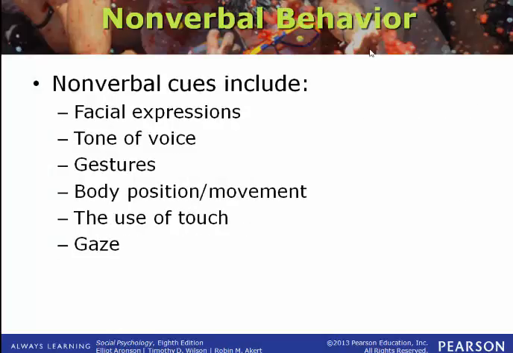Nonverbal cues include facial expressions, tone of voice, gestures, body position and movement, the use of touch, and gaze. Think about the ways that we use these in a regular conversation, right? When you have a conversation with someone, one thing is eye contact. We have a certain amount of eye contact that we consider appropriate. We wouldn't like it if someone didn't look us in the eye when they were talking to us, but we don't want them to stare at us, right? So we have to have some kind of break in the eye contact.